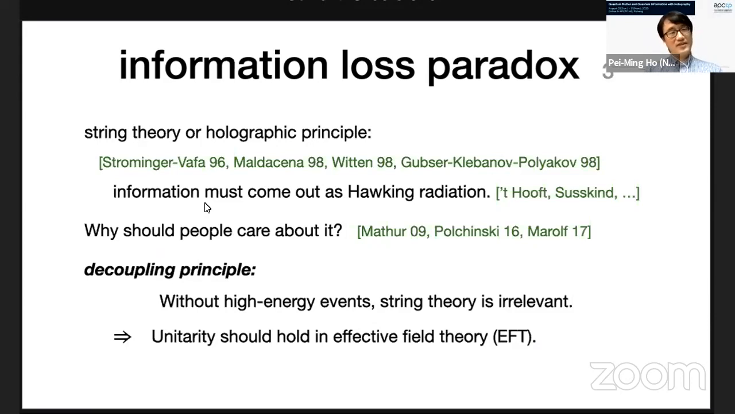So this is why, even though we believe in string theory, and string theory supposedly would resolve the information loss paradox, this is still an important question to ask, because it has to do with when and where we can still trust the low energy effective theory. And if we do not know when we can trust effective theory, basically we cannot trust physics anymore, because all the time we are using low energy effective theory to make predictions.